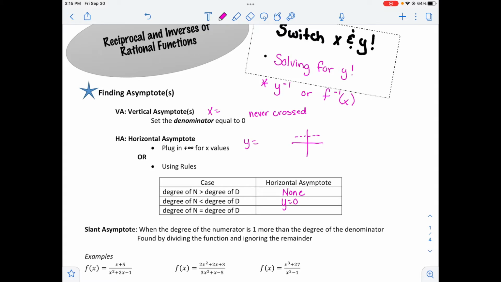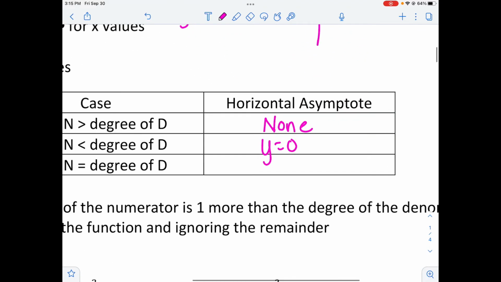If they are equal, then we have to set up a ratio. If they are equal, we're going to set up a ratio where y would equal the leading coefficient over the leading coefficient. And again, we'll do an example of these in a moment.